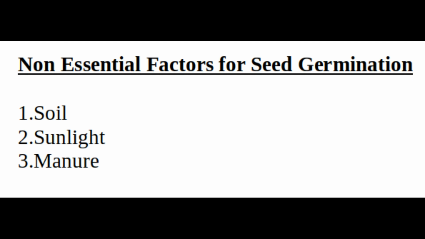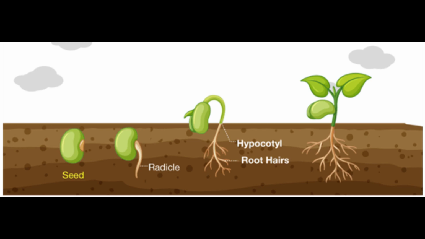When a seed germinates, water enters into the seed, the outer cover breaks, and the radicle comes out, which forms the root of the plant. Then the plumule comes out and it forms the shoot or the stem. Cotyledons give food to the germinating seed.